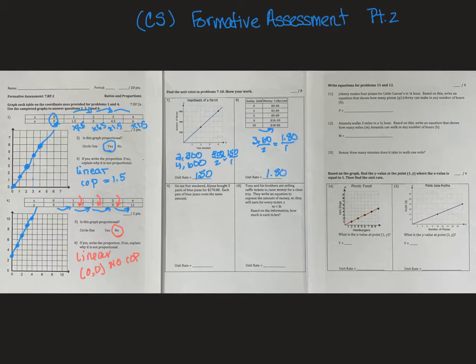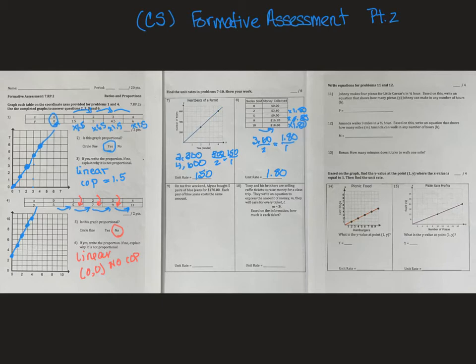And I could go back and check. 10 times 180 is $18. 9 times 180 is $16.20. So I know that each time I'm multiplying by 180, times 180, times 180. Okay, so that's my unit rate.